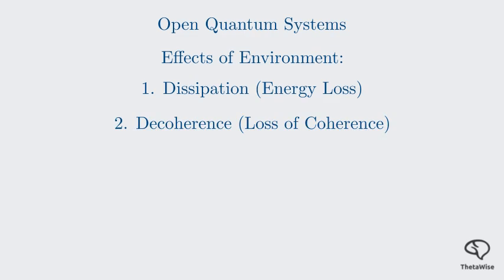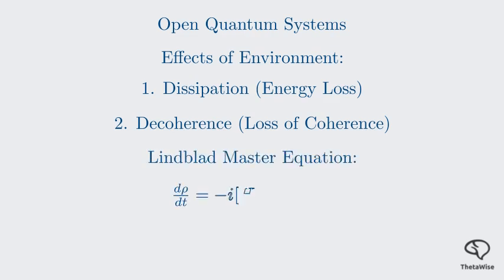The evolution of an open quantum system is described by a master equation. A common and important example is the Lindblad master equation. The Lindblad equation describes the time evolution of the system's density matrix, rho. The first term on the right describes the system's internal Hamiltonian evolution. The second term, the Lindblad superoperator L, describes the effects of the environment, including dissipation and decoherence.